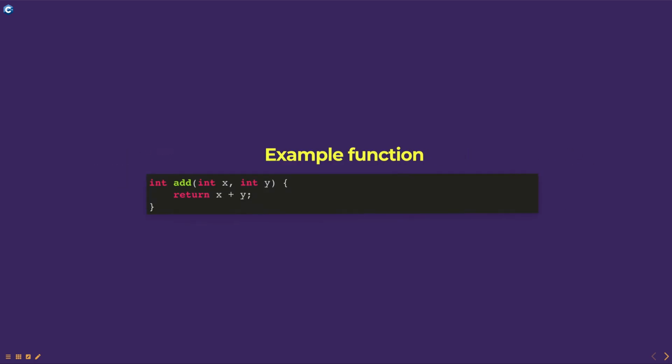Here is an example of a function that takes two integers as input and returns their sum. Functions can be called from other parts of the program, passing the required arguments in the parentheses. The value returned by a function can be assigned to a variable or used as part of an expression.